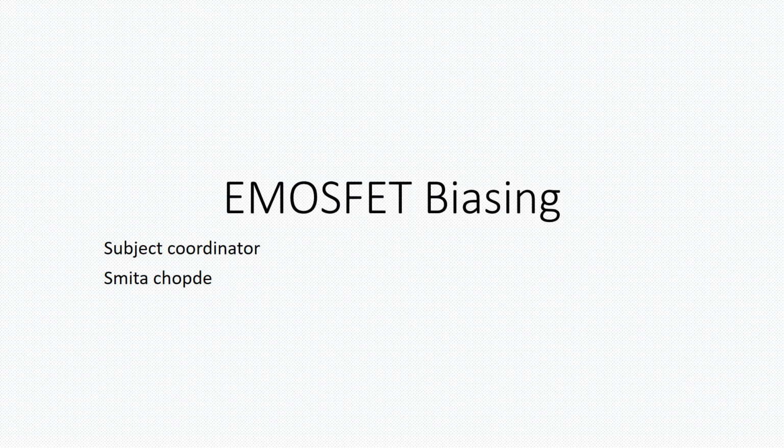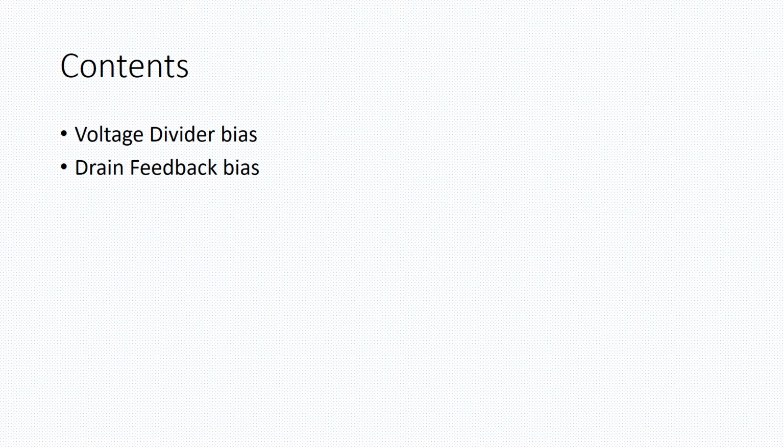This is the last sub-module of your unit 2, that is E-MOSFET biasing. What I'm going to discuss in this session is voltage divider biasing and drain feedback biasing. The full form of E-MOSFET is enhanced metal oxide field effect transistor.